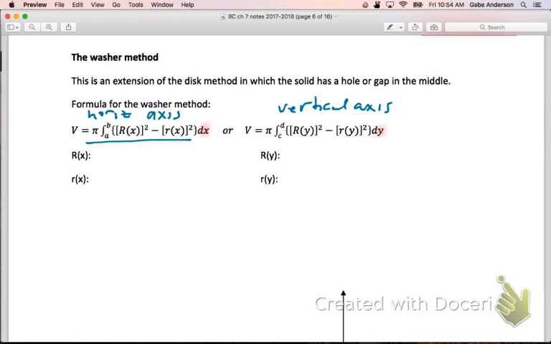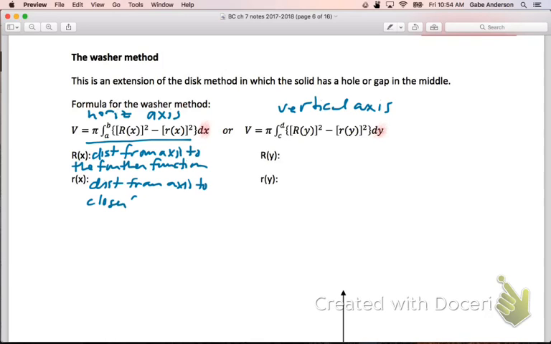Here's what they mean. Capital R is the distance from the axis of rotation to the further function, or it's the bigger radius, if you will. And then little r would be the distance from the axis to the closer function, or the smaller radius. Of course, capital R of y and little r of y mean the same thing. They're just in terms of y instead of in terms of x. I want to draw a little picture of this, and then we'll get into an example.